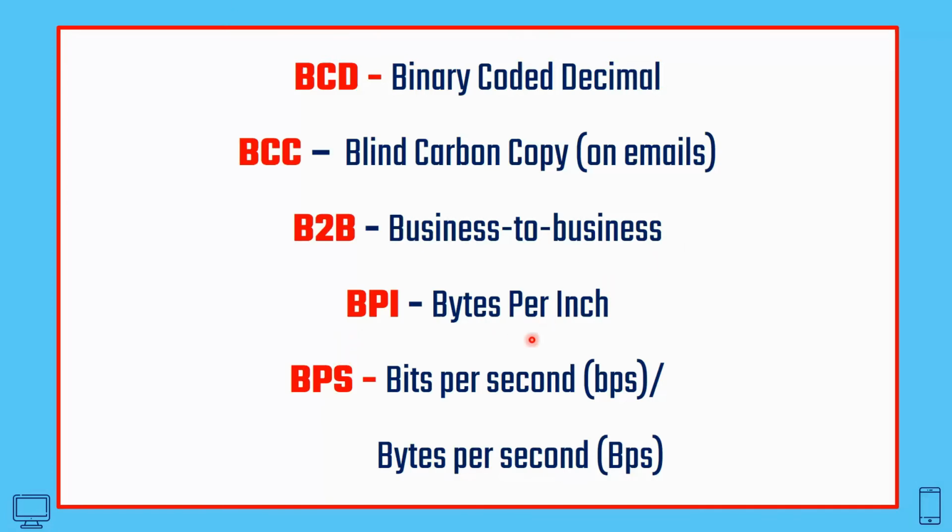BPI, Bytes per Inch, the measurement of the number of bits stored in 1 linear inch of a track on a disk or a tape. BPS, Bits per Second or Bytes per Second. BPS is a standard way to measure data transfer rates such as network connection and internet download speeds.